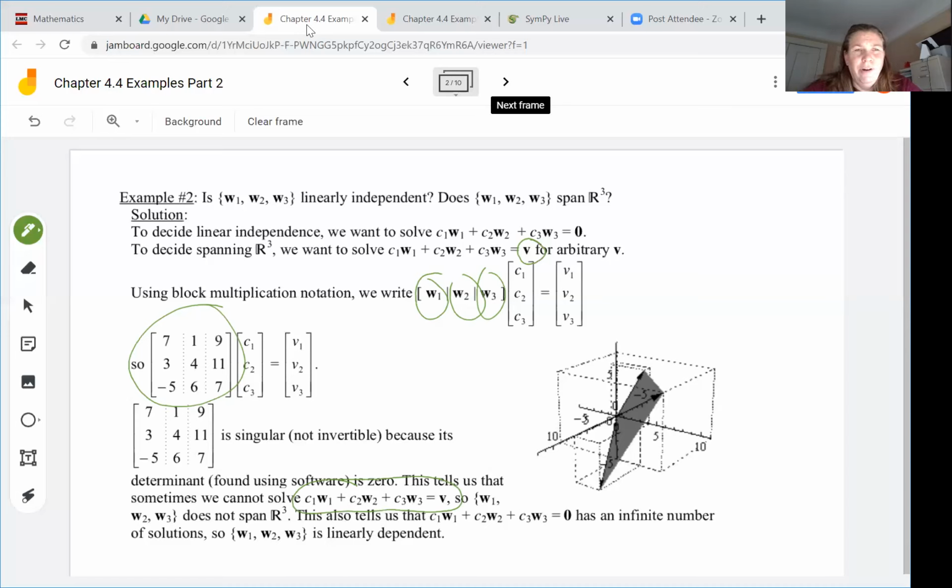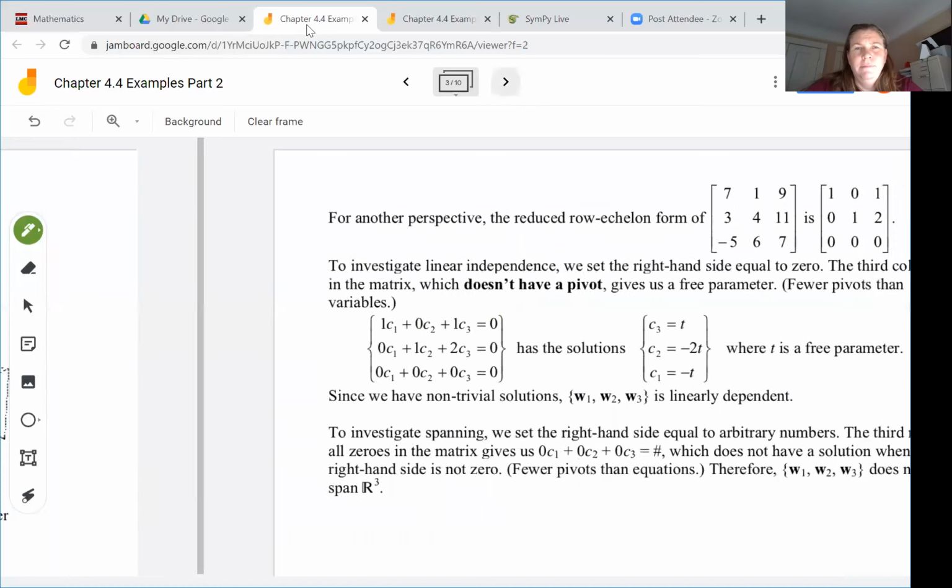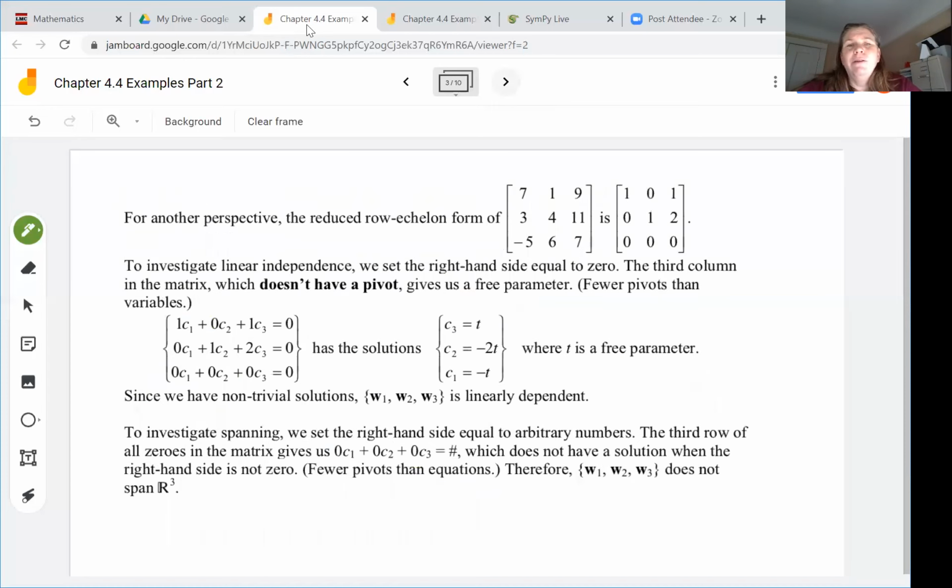So our answers for example 2 here would be no, it's not a linearly independent set, and no, the set does not span R3. Here's another way you could think about it. If you take our coefficient matrix and put it in reduced row echelon form, notice you get zeros down there on the bottom. We'd say the third column in the matrix doesn't have a pivot. We're getting a free parameter down here.